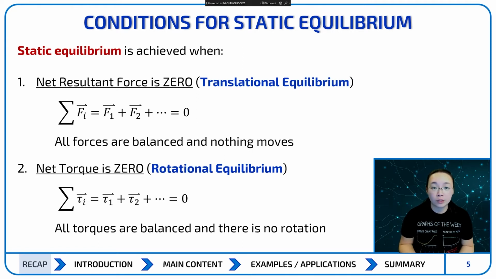Next, the other type of motion that you can have is rotation, and that's rotational equilibrium if you don't rotate. And if you don't rotate, it means that all of your rotational forces, called torques, are going to be canceling out. So you end up with a net torque of zero.